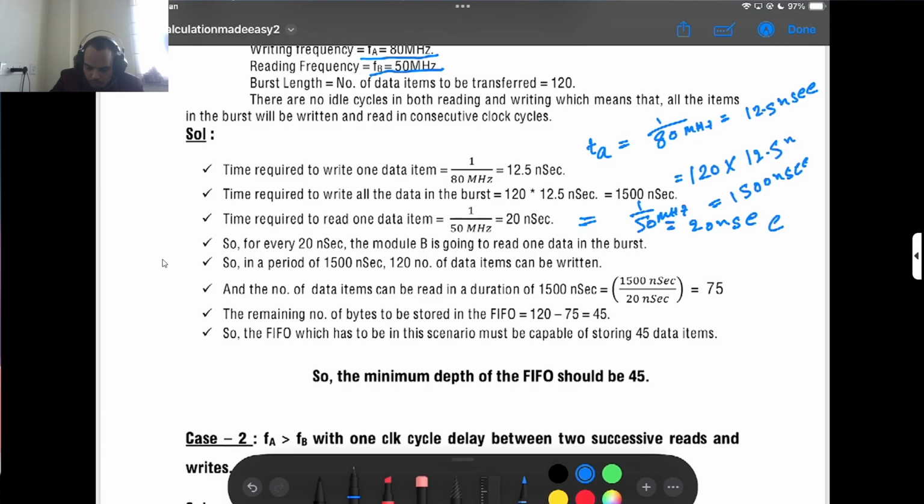So in a period of 1500 nanoseconds, 120 data items can be written, and the number of data items that can be read in the duration of 1500 nanoseconds is 1500 divided by 20, so 75. So the mismatch here is that the remaining number of data items to be stored in the FIFO is 120 minus 75, that is 45. So the FIFO, in this scenario, must be capable of storing 45 data items.